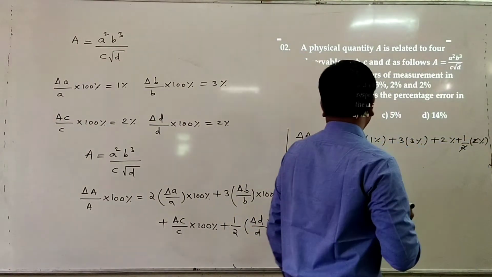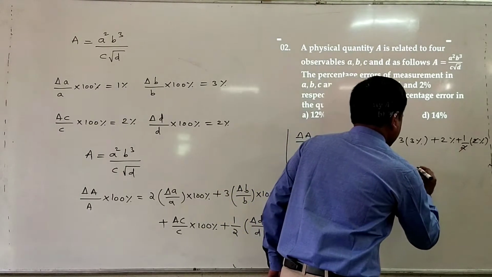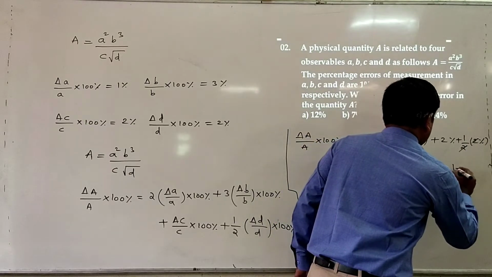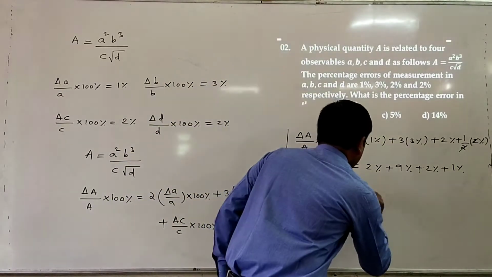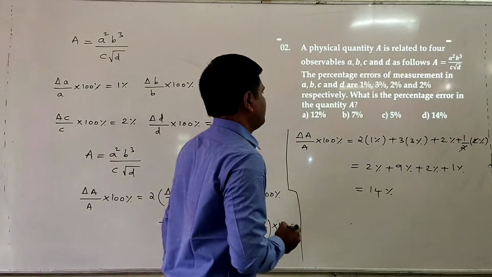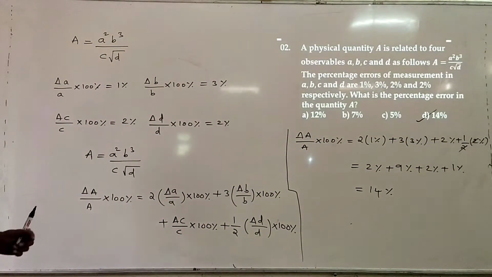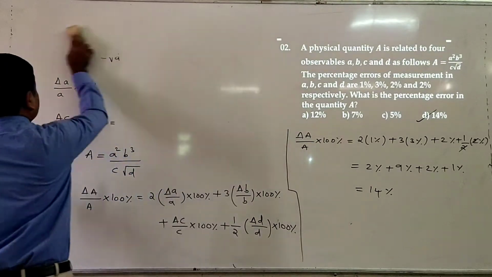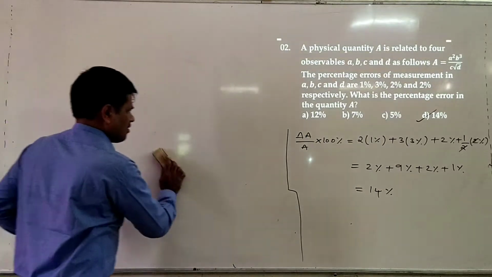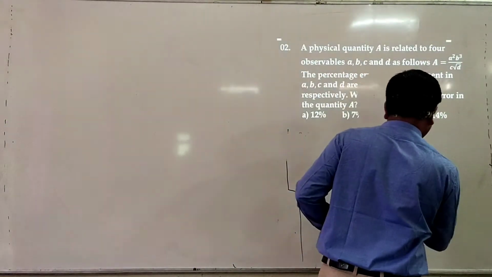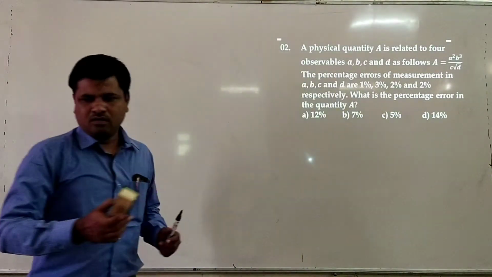Here the 2 gets cancelled. Now what is coming here? The value is equal to 2% plus 9% plus 2% plus 1%. 9, 10, totally 14. The answer is 14%. Which option is correct here? D option is correct here. Right. Next we go to question number 3.